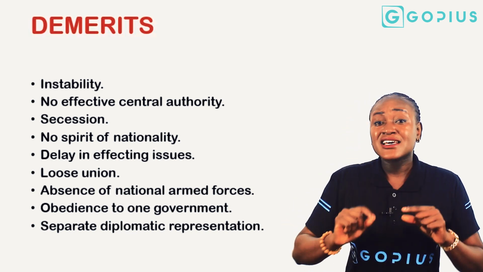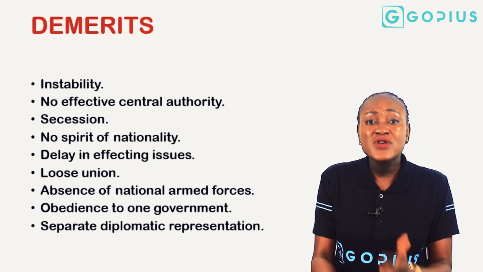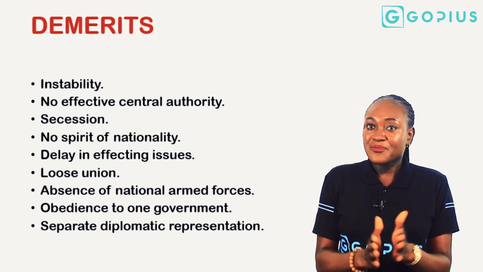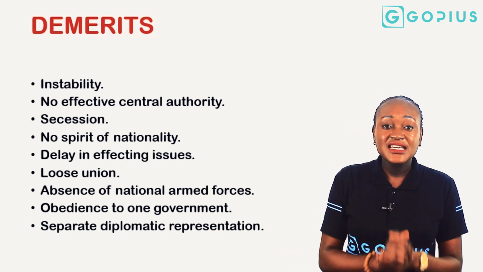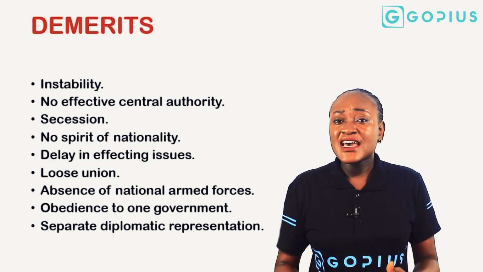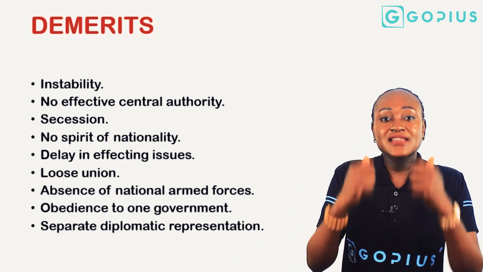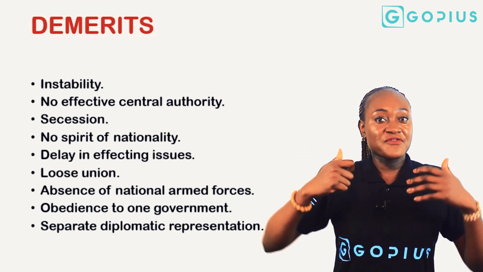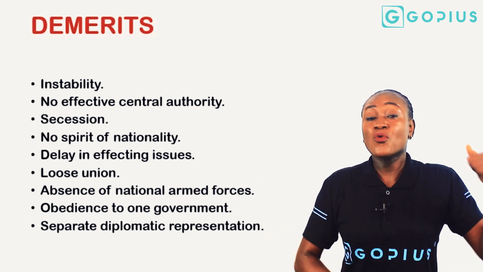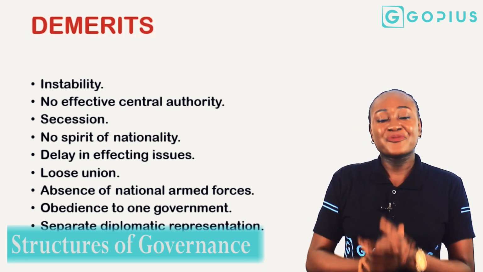Instability. The center is so unstable because there is no allegiance paid to the center. The center is so weak and loose. Everyone has the right to come in at what point and leave at any point. There is no effective central authority. You can secede whenever you want to go. There is no spirit of nationality. There is delay in effecting issues because all the countries must agree. There must be consensus before any decision can be effected. And the union is loose. No national armed forces. Obedience is to one government, which is the component government, and there are separate diplomatic representations.